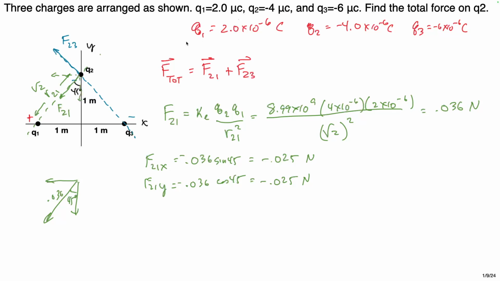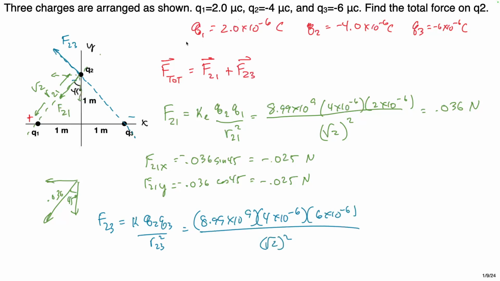Go back to the plan up there in red. What's the other thing we need? How are we going to get F23? Same way. We're going to go ahead and take our magnitude. F23 is going to be k Q2 Q3 over the distance squared. That's 8.99 times 10 to the 9. Charge 2, not putting in the sign, just the magnitude. 4 times 10 to the minus 6, and 6 times 10 to the minus 6, all over the square root of 2 squared. And I'm going to get 0.108 newtons. That's the magnitude.